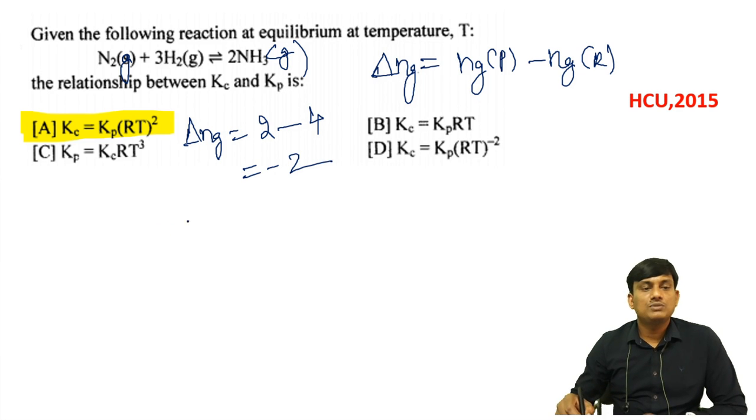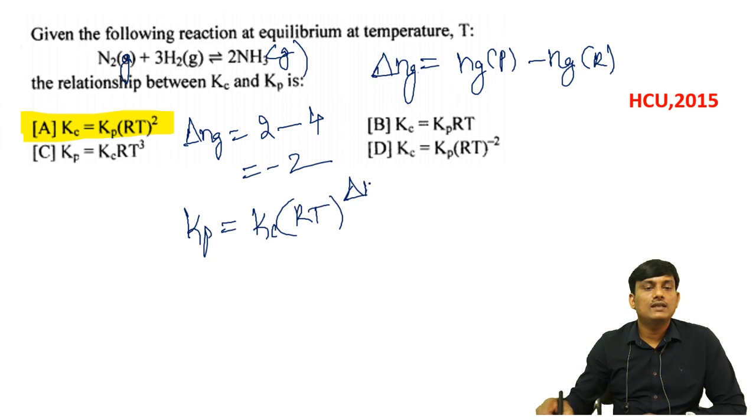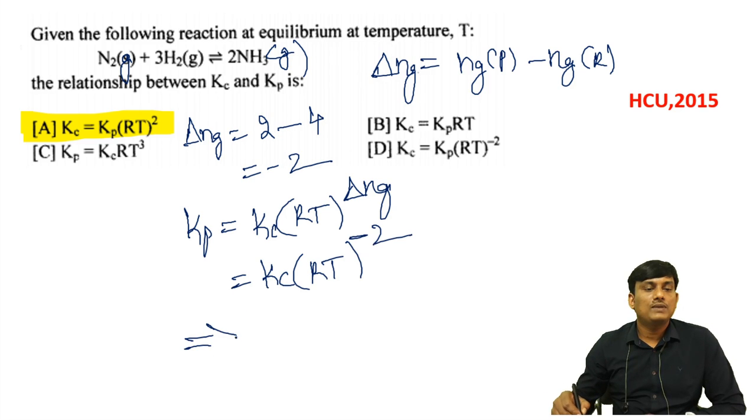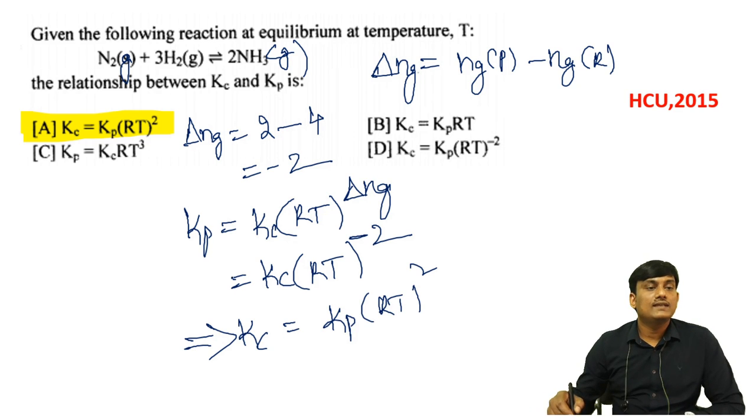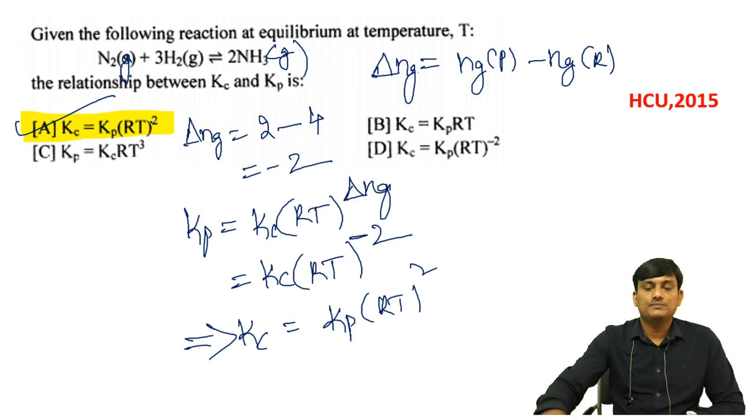We know the relation between Kp and Kc: Kp is equal to Kc (RT) power delta Ng. It will be minus 2. That implies Kc is equal to Kp into (RT) whole squared. So what is the relation? Kc is equal to Kp into (RT) whole squared.